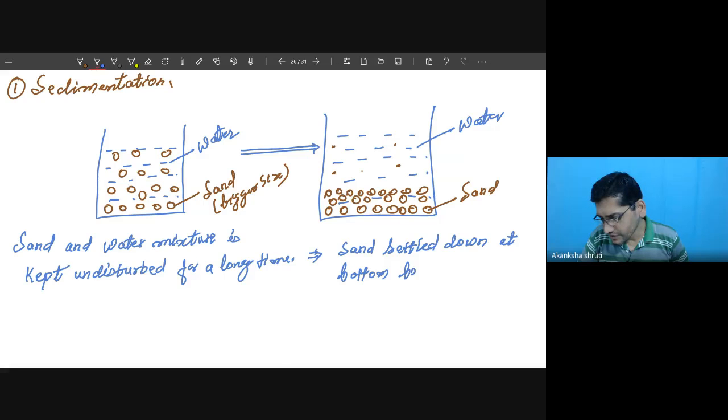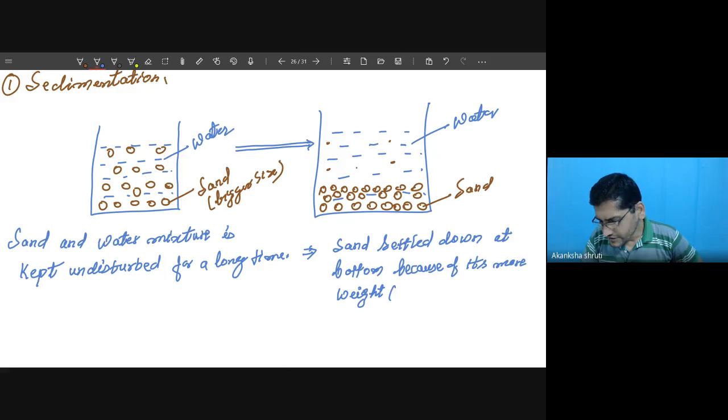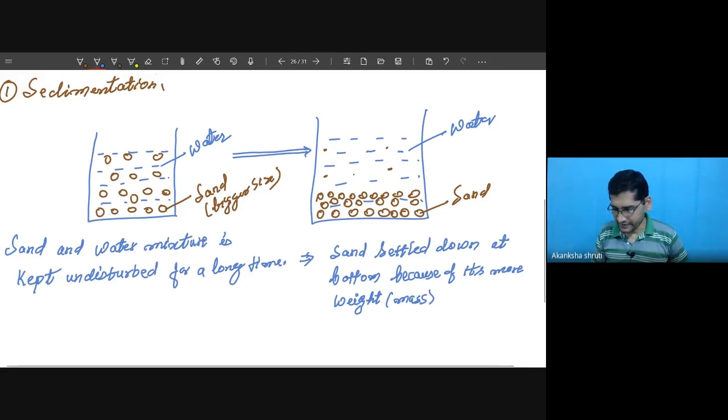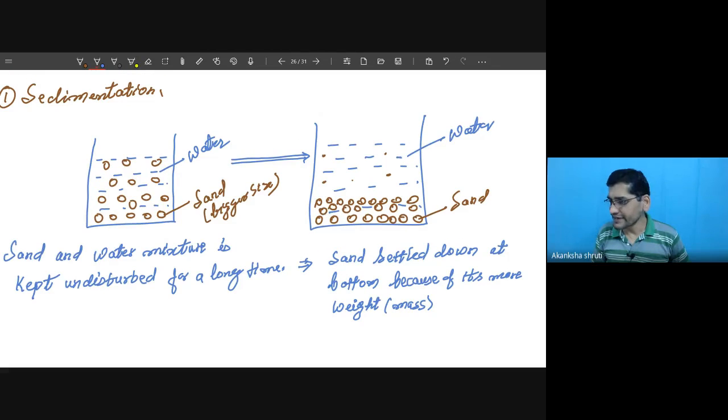Why? Because of its more weight. Whether you use the term weight or, in a strict sense, mass, because of its mass. There is a difference between weight and mass that we will learn in physics. So the criterion for this is the difference in mass.